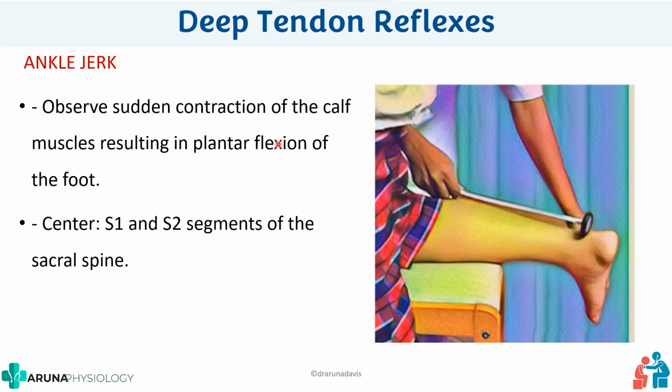So in this case, we are observing for the sudden contraction of the calf muscles, which is going to result in a plantar flexion of the foot. So the effector is going to cause plantar flexion of the foot, and the center is S1, S2. So for ankle jerk, the root value is S1, S2. So that will complete all our deep tendon reflexes.